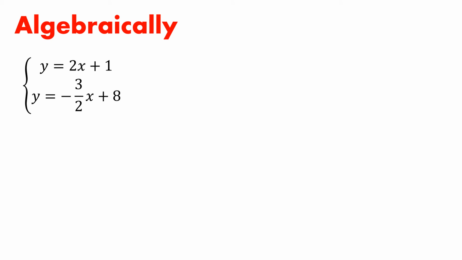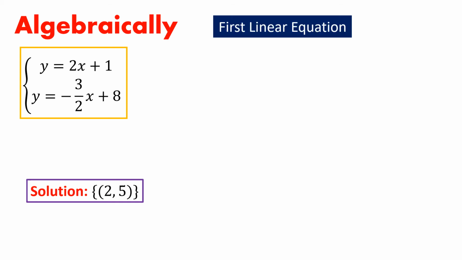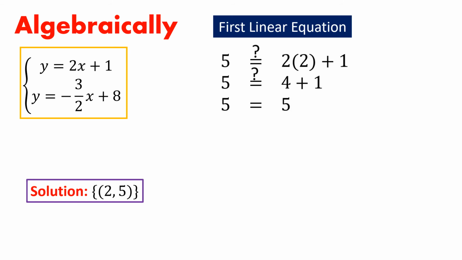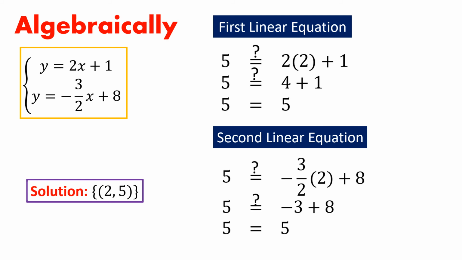We can verify this algebraically. We substitute the x and y coordinates of the point (2, 5) in our system of linear equations to check if both will be satisfied. So, for the first linear equation, we would have the following solution. Likewise, for the second linear equation, we would have the following solution. Note that (2, 5) is the only solution and is the only point that will work for both linear equations.